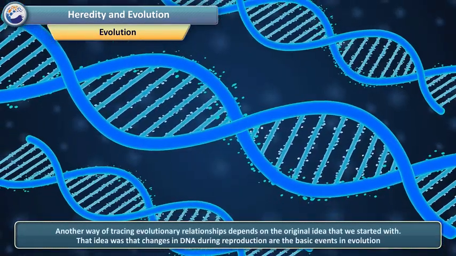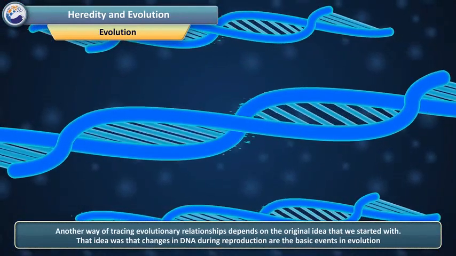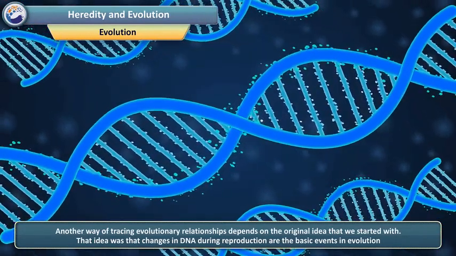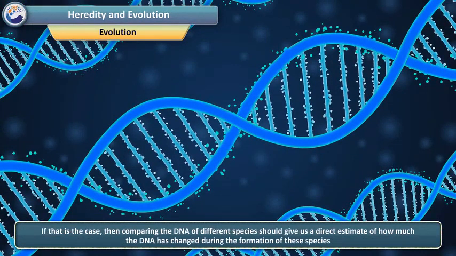Another way of tracing evolutionary relationships depends on the original idea that we started with. That idea was that changes in DNA during reproduction are the basic events in evolution. If that is the case, then comparing the DNA of different species should give us a direct estimate of how much the DNA has changed during the formation of these species.